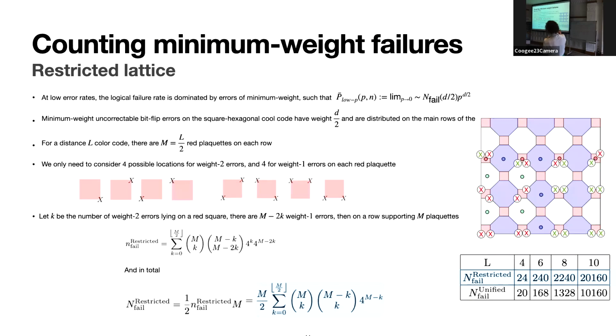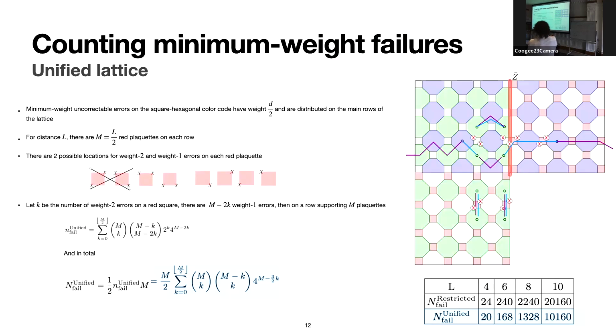So it was just an exhaustive search where we just generated all possible errors of weight d/2 on each one of these rows supporting M plaquettes. And yeah, we just checked that we got the right thing. So this was the case for the restricted lattice. And then moving to counting minimum weight failures on the unified lattice, we see that we have an advantage now.